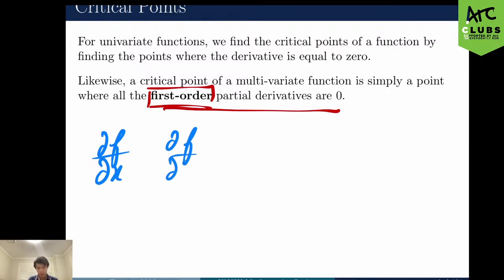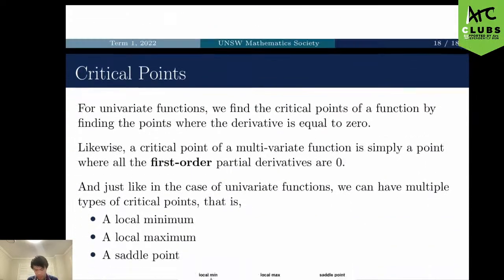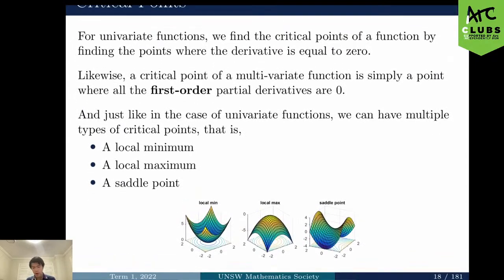So df dx, df dy. If you do happen to have a third variable, then df dz. But yeah, basically those kinds of terms. So all of these now need to be equal to 0. And what that means is, generally speaking, you just need to solve a few simultaneous equations. Cool.